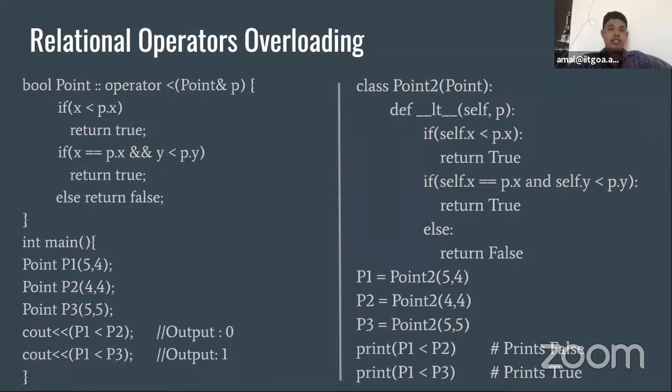What is this? One second. What is this point and p? What does that mean? So point and p means that p will be a reference of the point class type. Okay, all right.